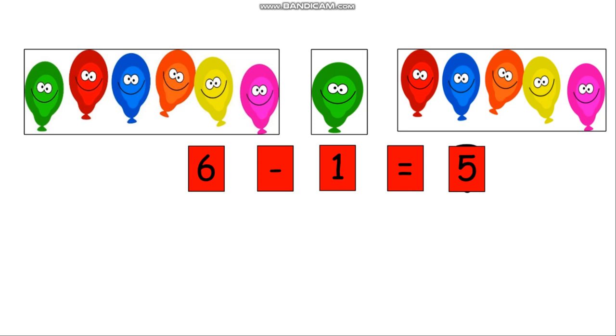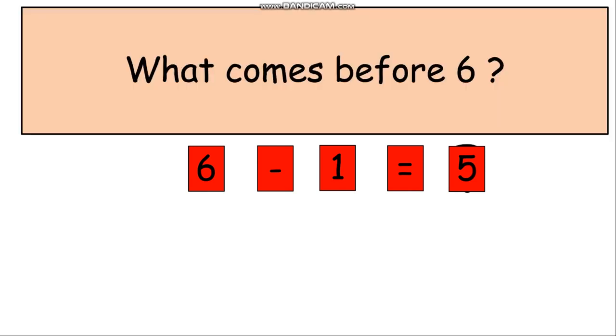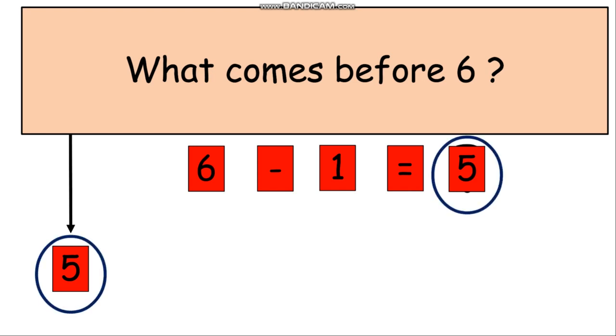Now I have an important question for you. You have learned after and before numbers. Now can you tell me what comes before 6? Yes? Yes, absolutely correct. It is 5. Now can you see when we subtracted 1 from 6, we have got the answer 5. And what comes before 6? Yes, that is also 5. So both are the same.